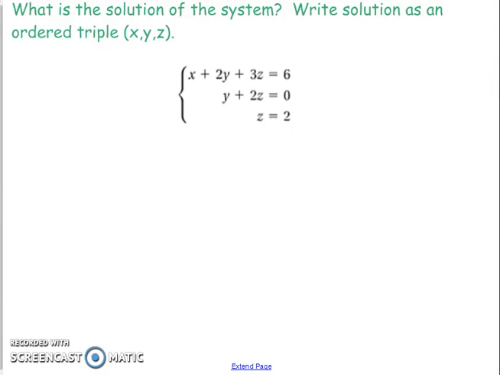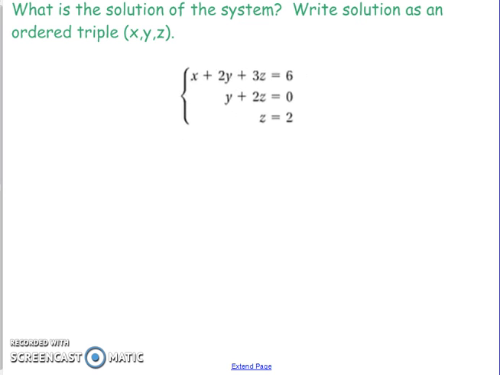When you're solving a system of 3 variables, you can use both substitution and elimination. If we look at this one, the third equation is the easiest. We already have a variable solved for. We know that z equals 2. So what we can do is take that 2 and plug it in for z in the second equation, because the second equation only has 2 variables in it.